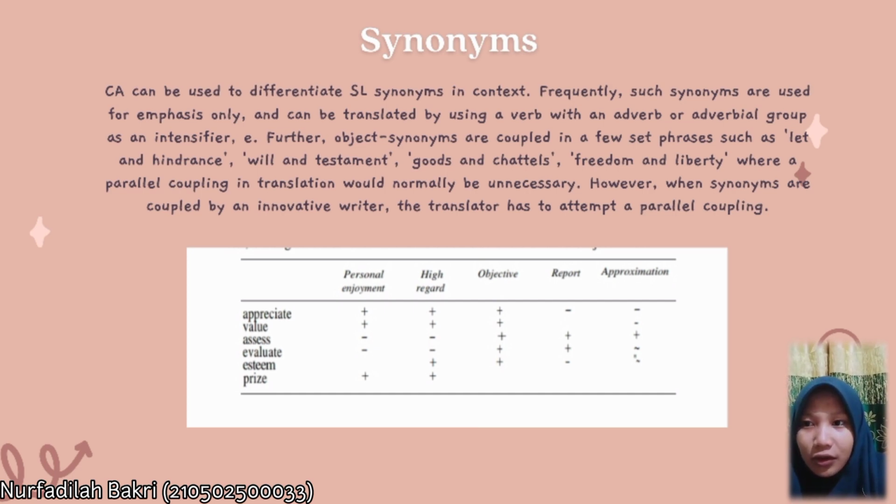Further, object synonyms are coupled in a few set phrases such as will, testament, goods and cattle, freedom and liberty, where a parallel coupling in translation will normally be unnecessary. However, when synonyms are coupled by an innovative writer, the translator has to attempt a parallel coupling. Let me show you the table.